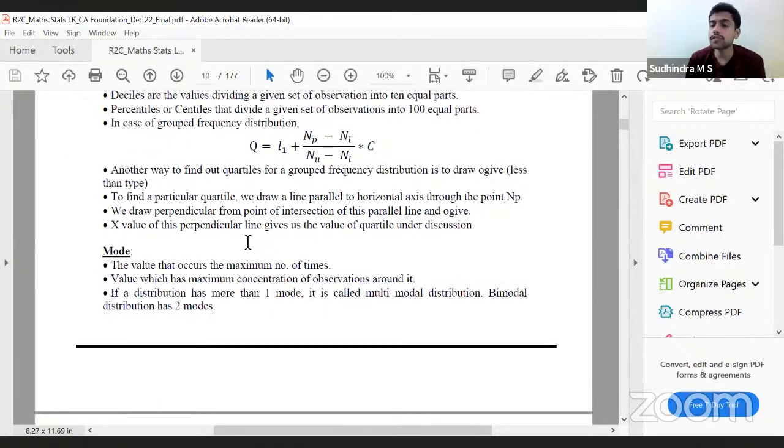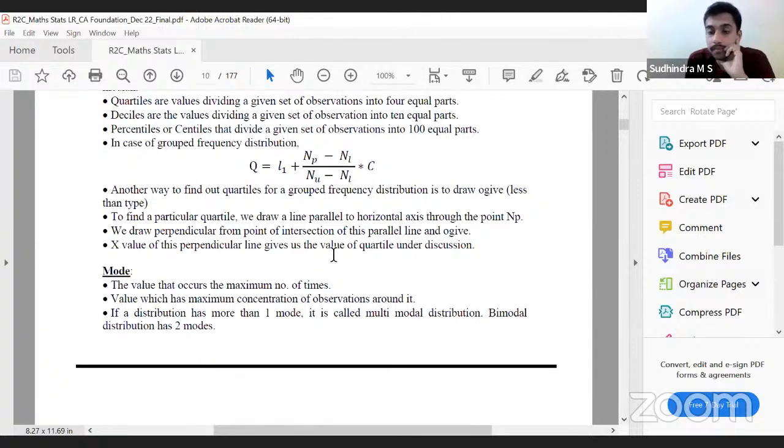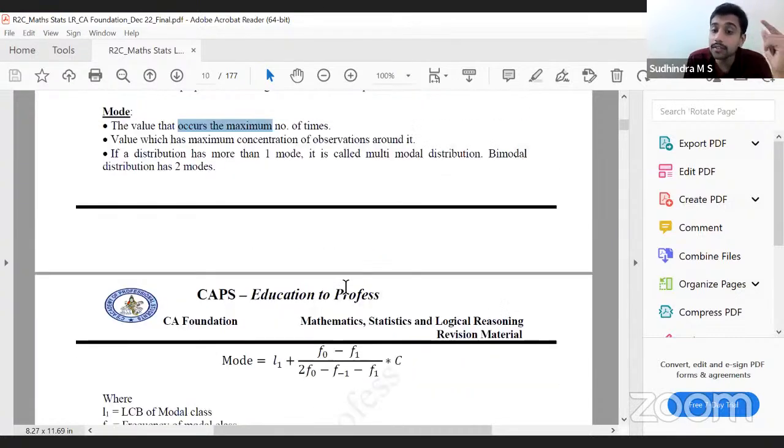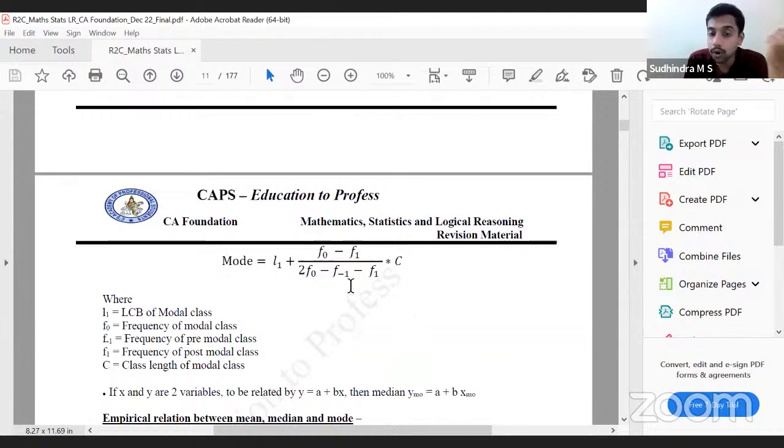Then the next measure of central tendency is mode. The value that occurs the maximum number of times is called mode. How do we calculate it? In case of ungrouped data, it is easy. We just identify which has the maximum repetition. In case of discrete data, it is the maximum frequency, the highest frequency. That particular value of X is the mode. In case of continuous data, it is the value which has maximum concentration of observations around it. A distribution can have more than one mode. If we have more than one mode, we call it a multimodal distribution. However, in certain cases a distribution can have no mode as well.